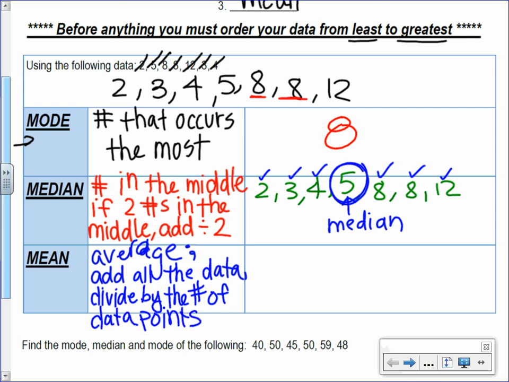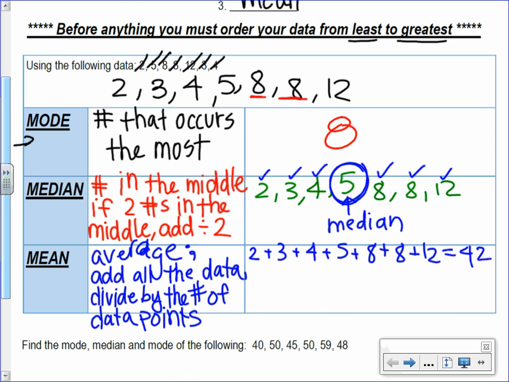Remember, you can pause this. So if you need some time to write that down, pause it and then go on. All right. So basically, we're going to add up all these numbers. We're going to do 2 plus 3 plus 4 plus 5 plus 8 plus 8 plus 12. Now, I know you obviously can't do that in your head, and if you can, that's awesome. If not, you're just going to have to add them to the side the best you can. And in this situation, you're going to get 42.